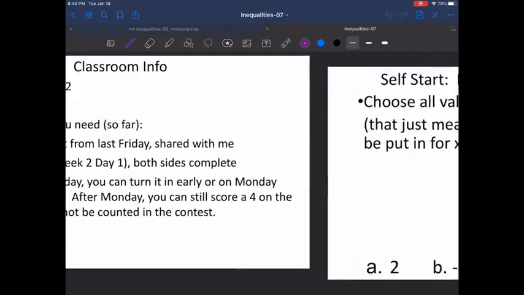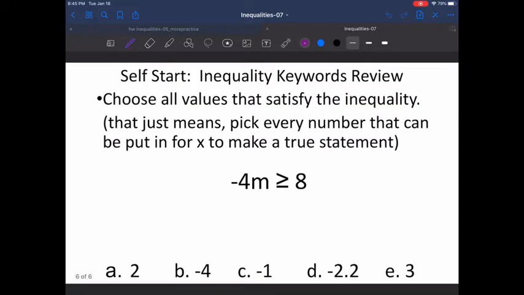All right, let's go over this self-start. First thing I need to do to be able to answer this question is solve this inequality. So I'm going to draw my fence. I'm going to divide both sides by -4, which will leave me m here. Now when I divide by a negative number, I have to flip the sign. So instead of being greater than or equal to, it's going to be less than or equal to now. And 8 divided by -4 is -2.